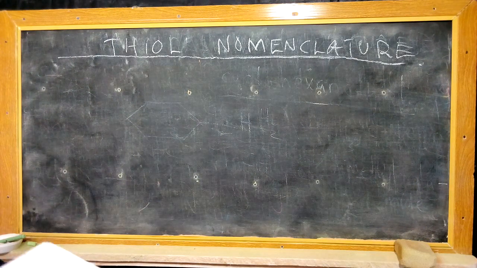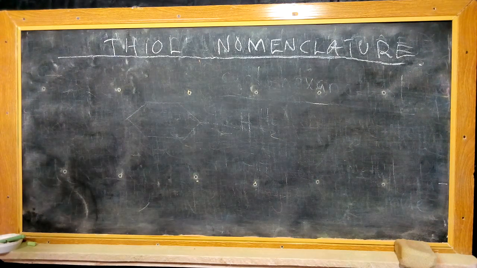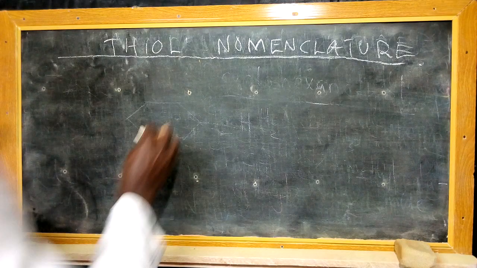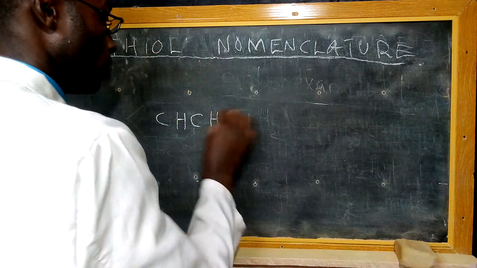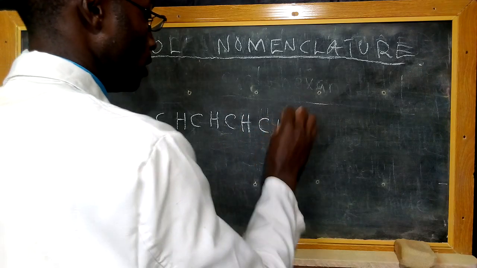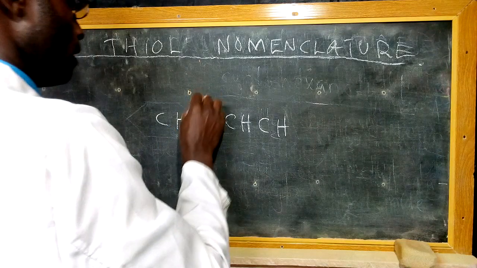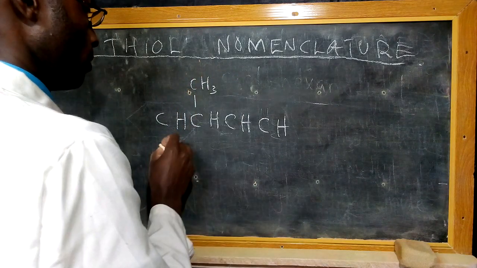And then we shall look at other examples of organic compounds that contain substituents, so that they can give us a clue on how we can name compounds that have got a substituent in their structure. So let's look at one example of that. This is a CH, CH, CH, CH. So that is a 4. Then we have a methyl attached at this point.